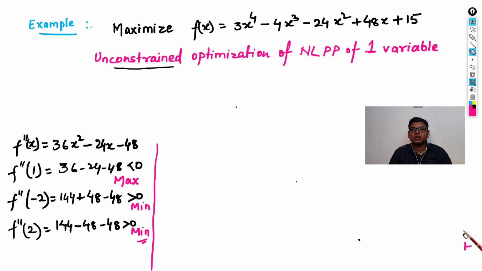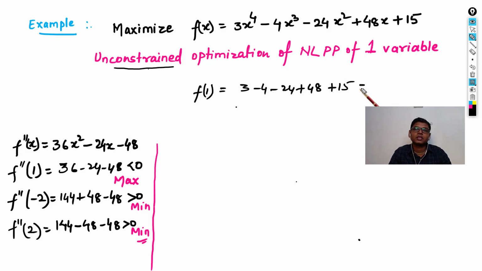Okay, so what I'm going to do, I'll check the value at 1. Actually it is written maximize this, meaning what is the maximum value of f x. Maximum we are getting at 1 only, so obviously the maximum value of f x will be 3 minus 4 minus 24 plus 48 plus 15, that is how much? This is 38. So this is the maximum value of f x.